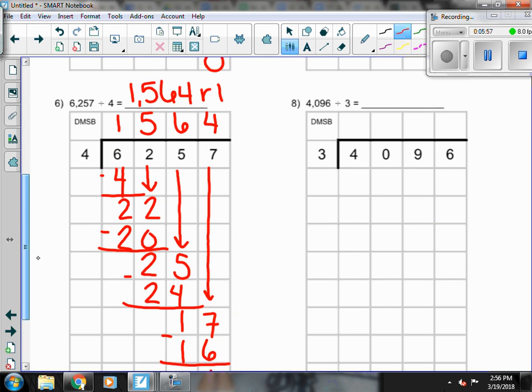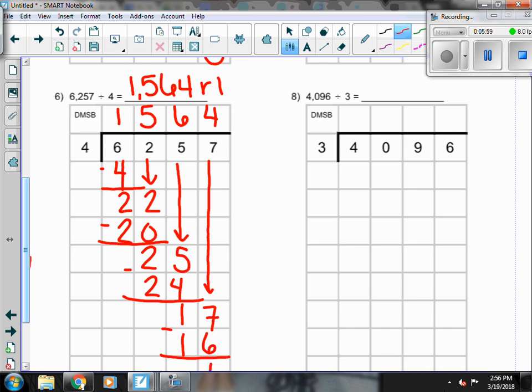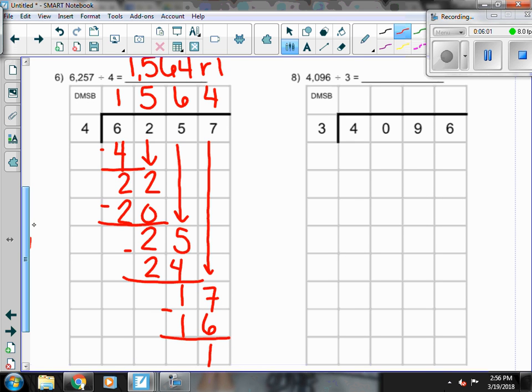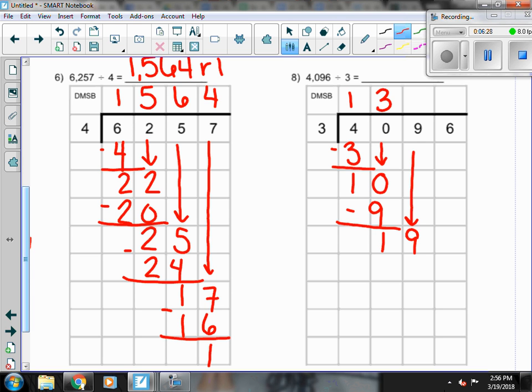And my last one is a long problem again. 3 can go into 4 once. Multiply, 1 times 3 is 3. Subtract 4 minus 3 is 1. And bring down my 0. Then we take a breath, and we do that process over again. 3 can go into 10 3 times. Multiply, 3 times 3 is 9. Subtract, 10 minus 9 is 1. And bring down my next number.